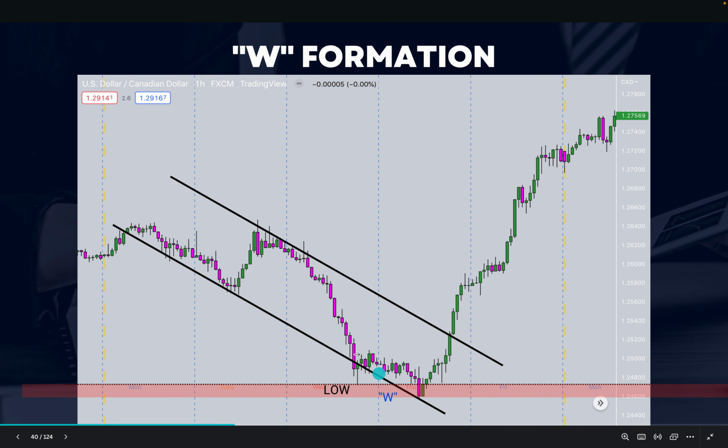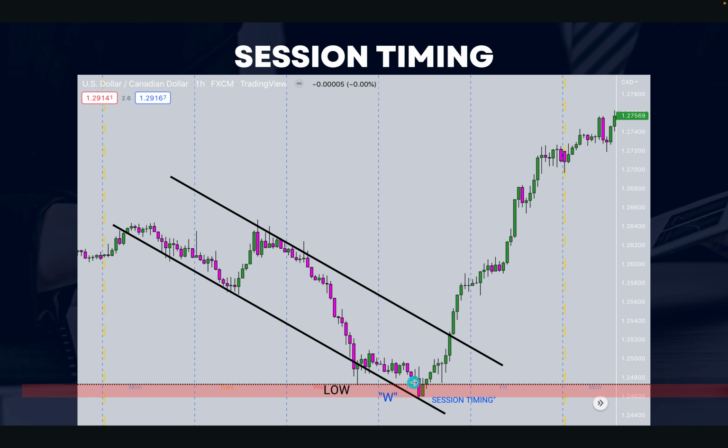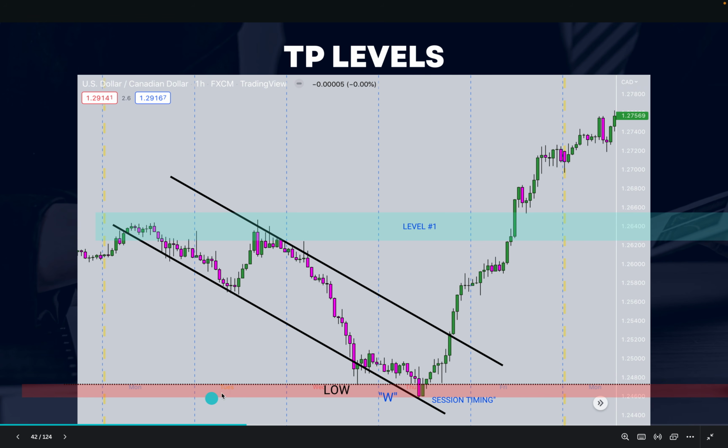You can see the low, the W formation off of that low, second leg right into this zone, the liquidity zone that we have plotted out right here. Along with session timing, this is the 1 hour time frame, so this would be 1, 2, 3, 4, 5, 6, 7, 8, 9, 10, 11, 12. 12 or 13 candles. That's right around between London and New York session. So right around there, right in the middle of London session.